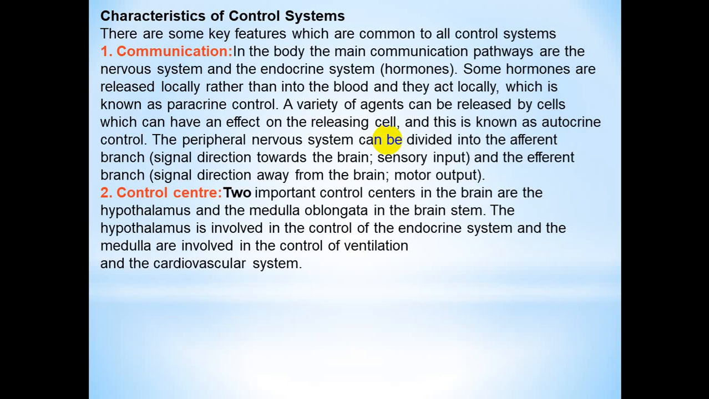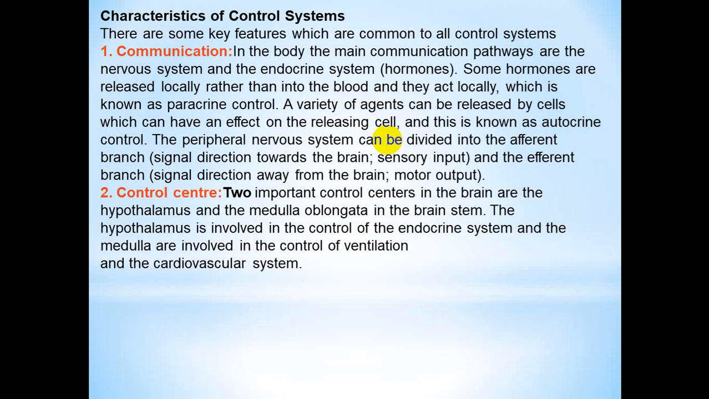As we took in general chemistry, some hormones are released locally rather than into the blood, and they act locally. A cell releases the hormone and it acts on the outside of the cell or membrane of a neighboring cell, which is known as paracrine control: one cell releases and another cell receives.